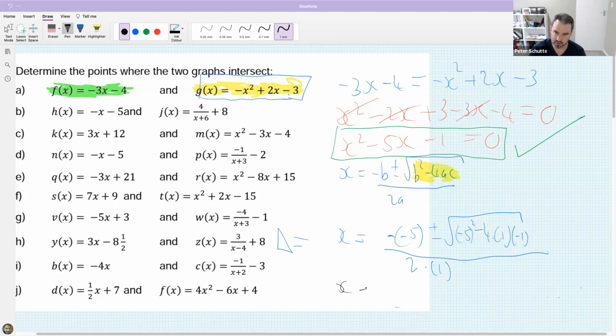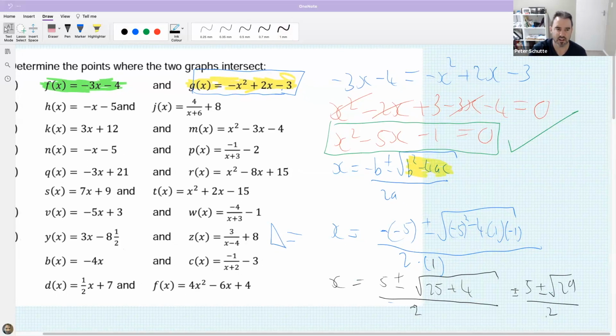Okay, so if I look at this now, I get 5 plus minus, and then over here, I'm going to get 25 plus 4. And then on the bottom here, I'm going to have 2 times minus 1. And so I should get minus 2. Let's just make sure, yeah, 2a. So it's 2 times 1, not minus 1, because it's not a c. So 2 times 1. And so that would be 2. And so then my final answer would be 5 plus minus the square root of 29 over 2.